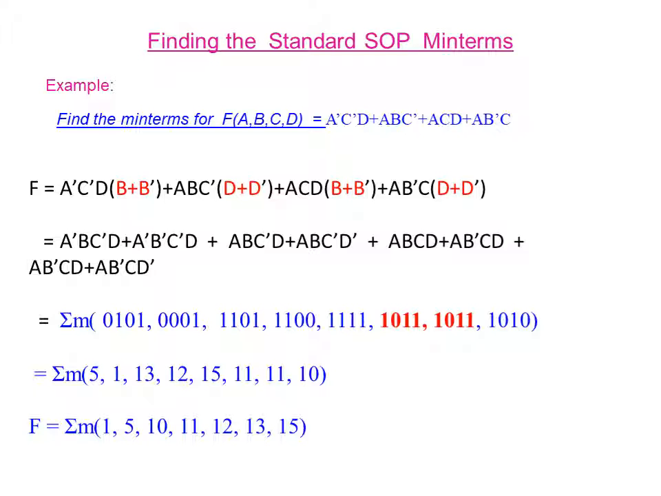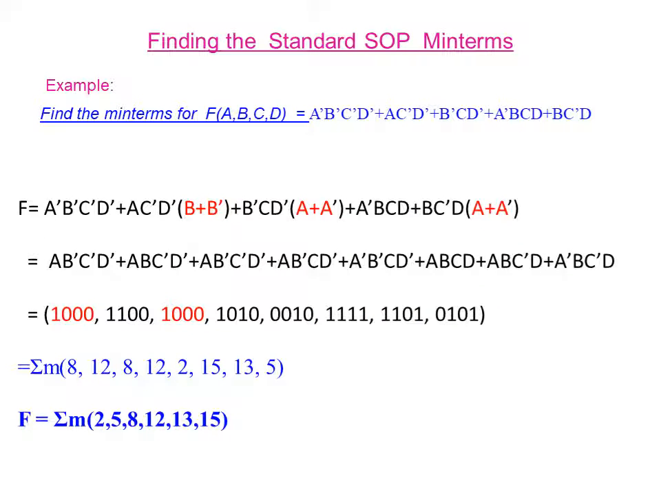This is the four variable question. So we obtain the equivalent binary and decimal. In this example, the variable b is missing in the second min term. In the third min term, variable a is missing, and in the last min term, variable c is missing. So we multiply, then convert into binary form, then decimal form.